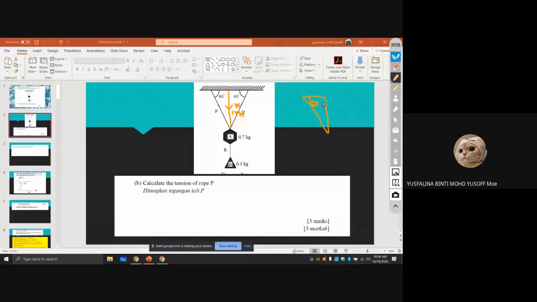So this is the weight. The weight is actually what we already calculated, 10 Newton. And then P, this is the tension P, right? This is the tension we already drew before. So this is the T. So how do you want to find T? You find the relationship.